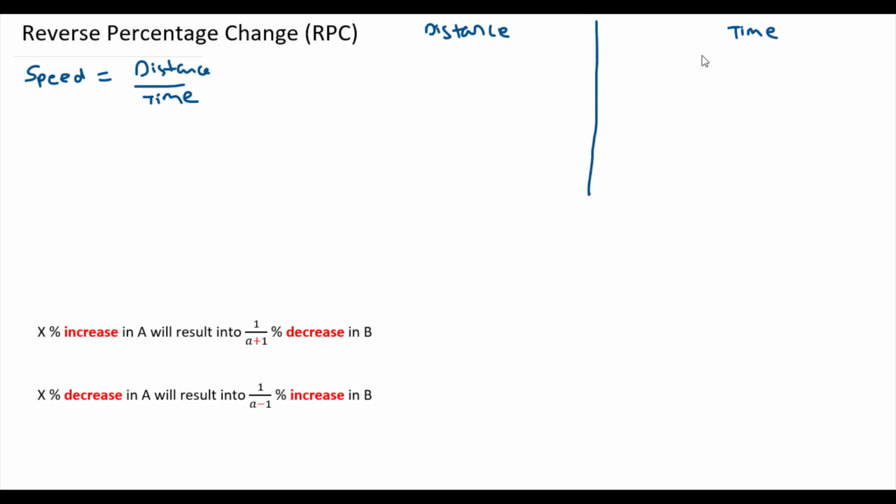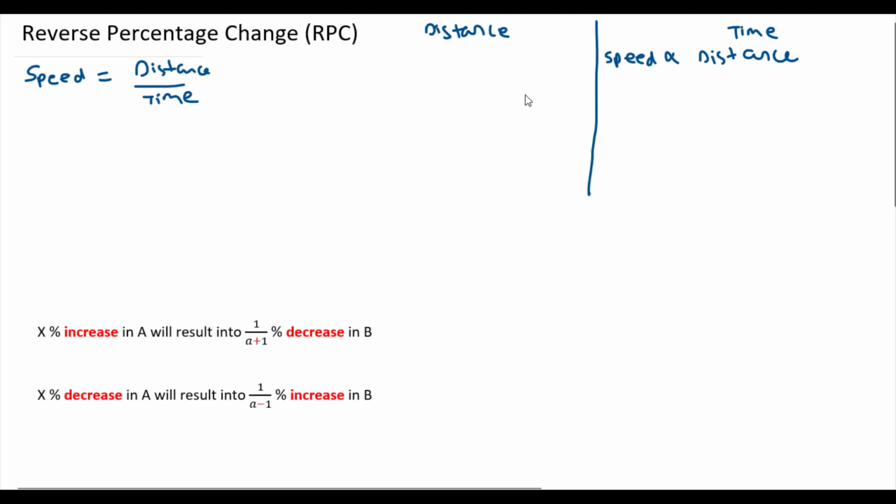Now first, to understand what is reverse percentage change, we'll take this simple equation: speed is equal to distance upon time. Now we'll consider two conditions. Number one, when distance remains constant, and number two, when time remains constant. Okay, so let us first consider the case when time remains constant. In this case, speed will be directly proportional to distance.